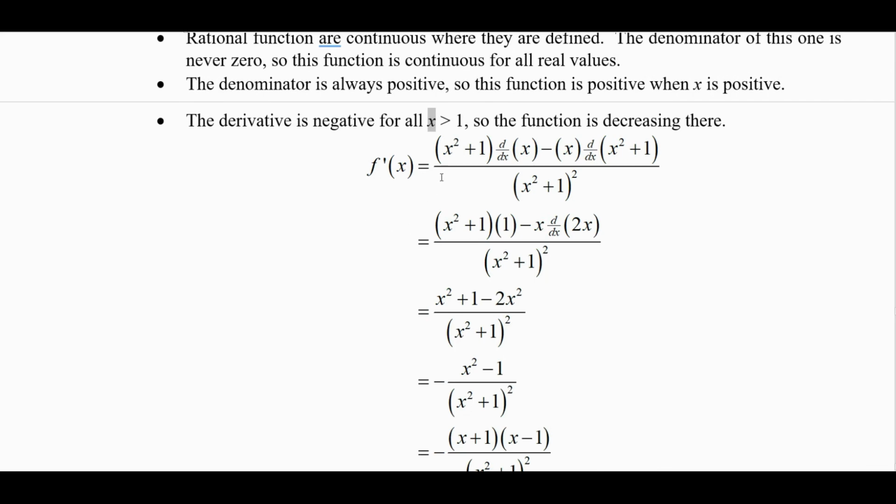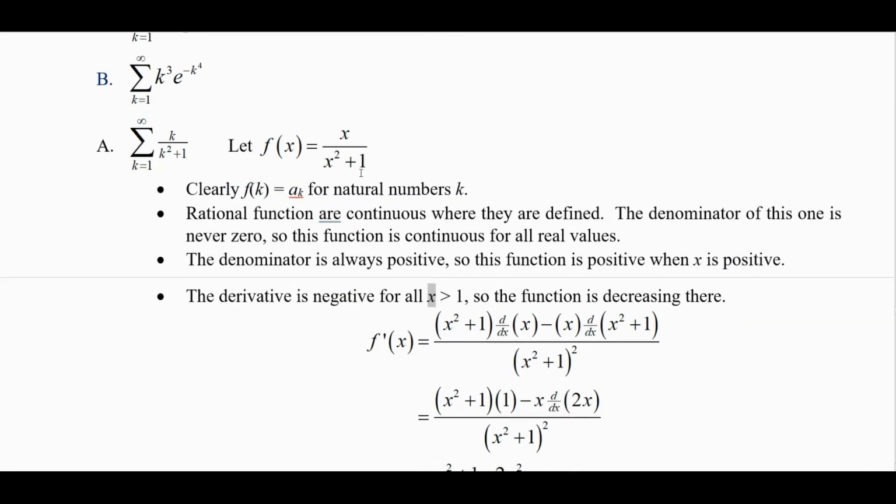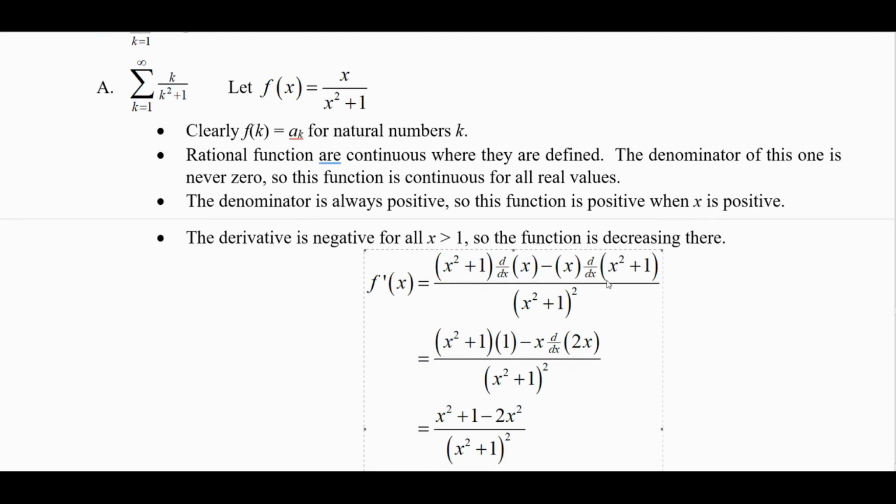To see that, we take our function here. It's the bottom times the derivative of the top, minus the top times the derivative of the bottom, over the bottom squared. Okay, so the derivative of x is 1. The derivative of x squared plus 1 is 2x.